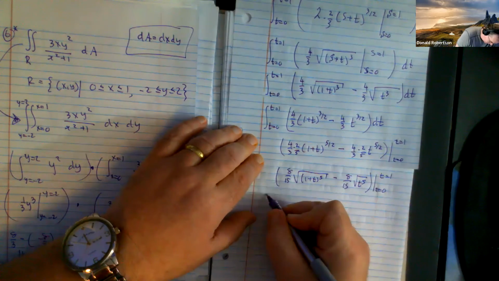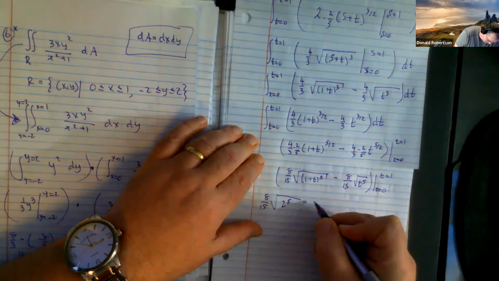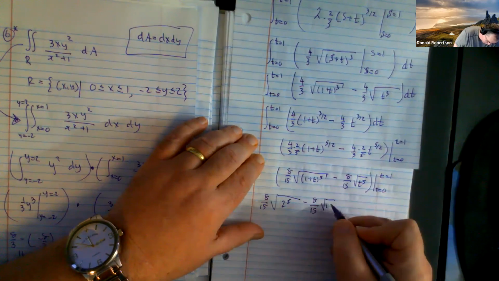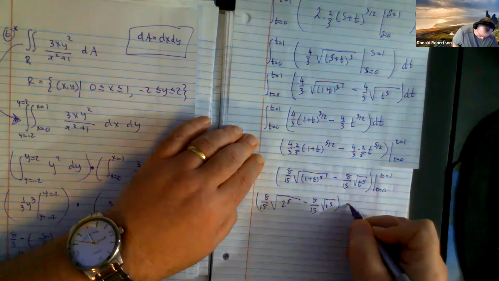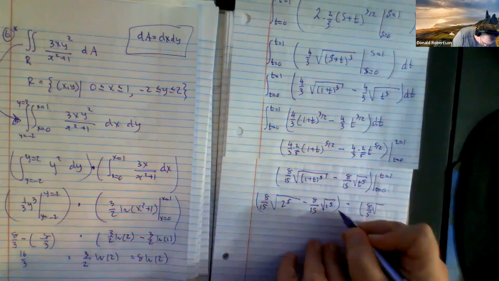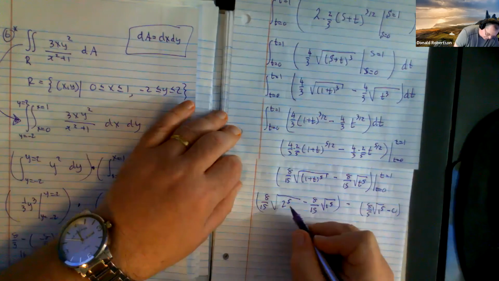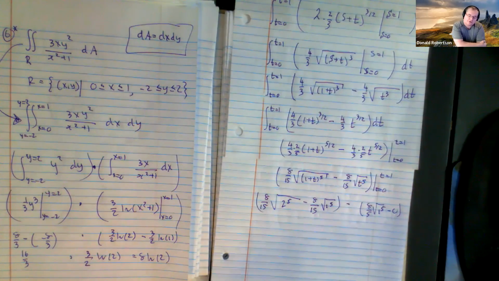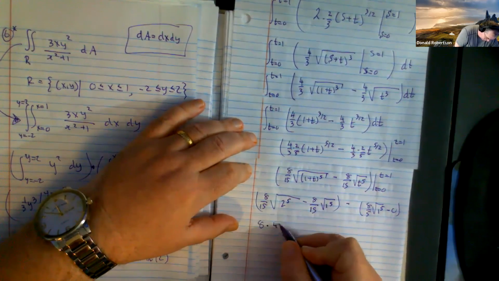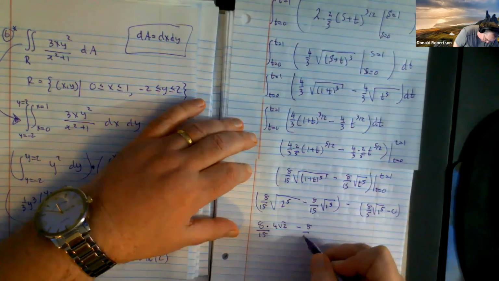If you plug in 1, you get 8/15, the square root of 2 to the power of 5. Take away 8/15, the square root of 1 to the power of 5. Take away, if you plug in 0, you get 8/15, the square root of 1 to the power of 5. Take away nothing. The square root of 2 to the power of 5 is actually 2 times 2 is 4√2. So you get 8 times 4√2 over 15. That's just 1, so you'll get 8/15.